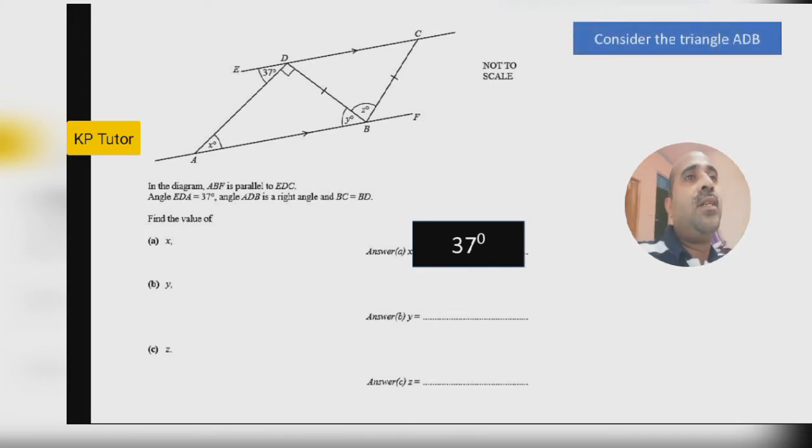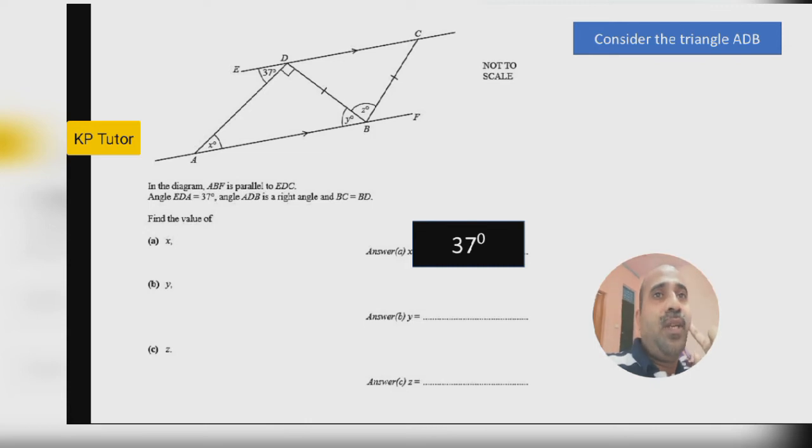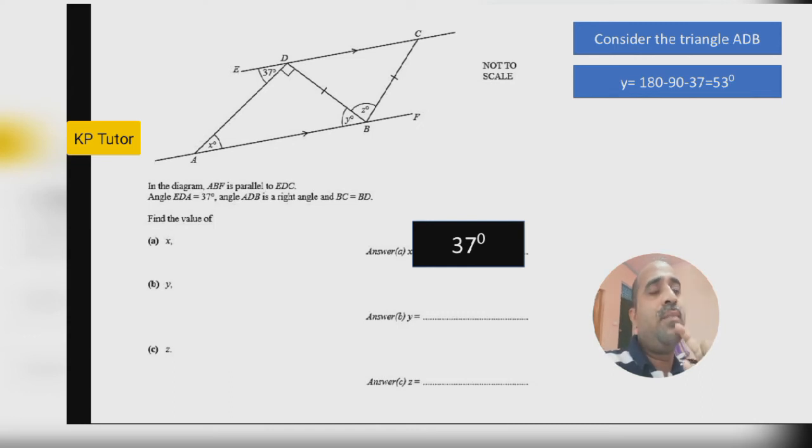The next question: consider the triangle ADB. When we consider the triangle ADB, there is a marked right angle. Okay, right angle, that means 90 degrees. So consider the triangle, the sum of interior angles is 180. So 180 minus 90 minus 37, final answer: y is equal to 53 degrees.